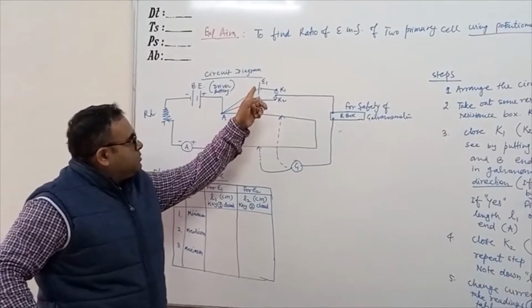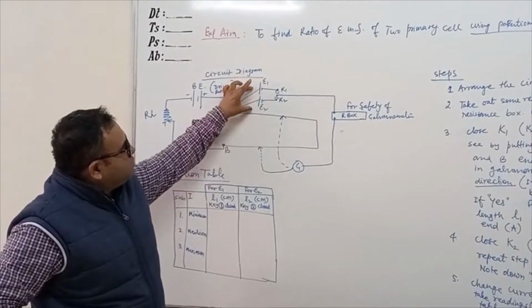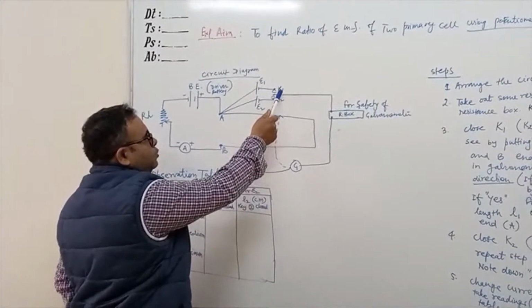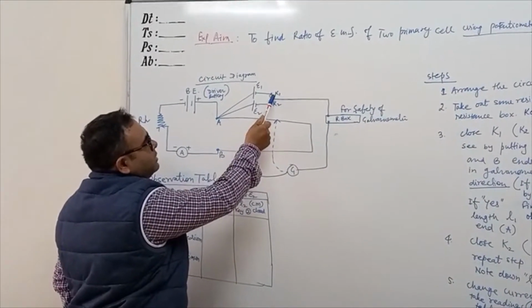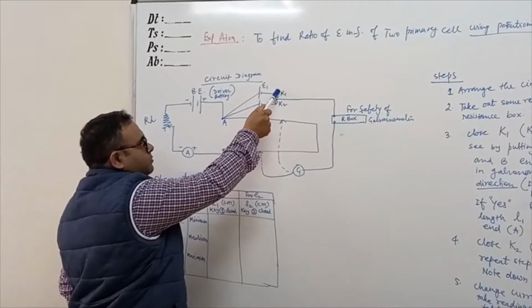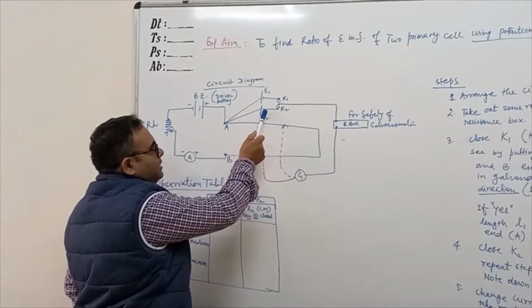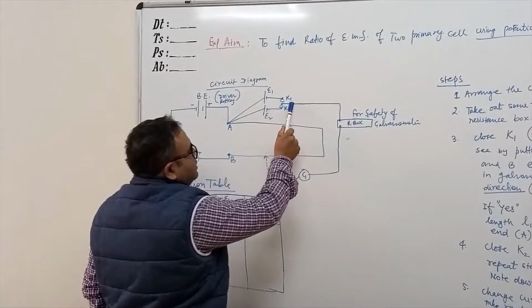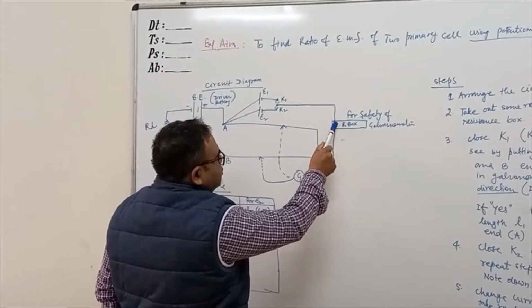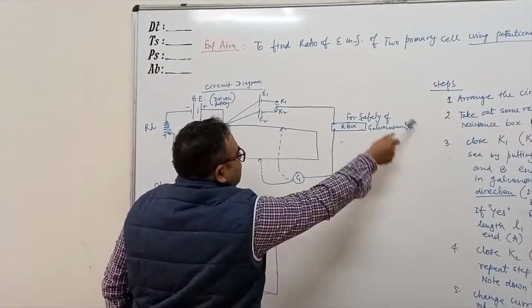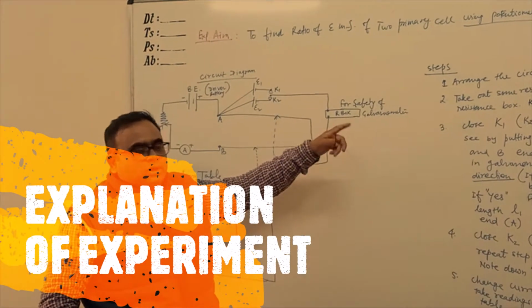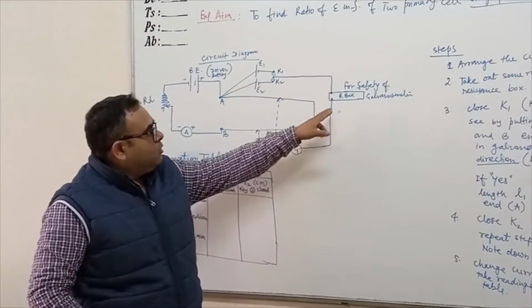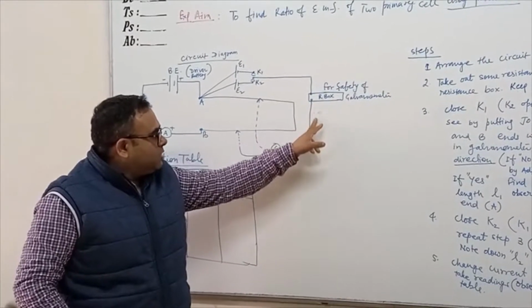Now the positive terminals of these two cells are connected here, and the negative terminals are connected to the two ends of the two-way key. One on this side, we call K1, and the other negative terminal is connected to K2. Then from the center we take one wire which is connected to a resistance box, which is for the safety of the galvanometer. Take out some resistance from here, suppose 2000 ohm, so that our galvanometer is safe. The other end of this resistance box is connected to the galvanometer.